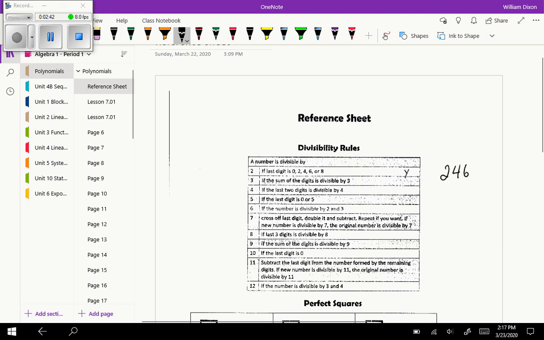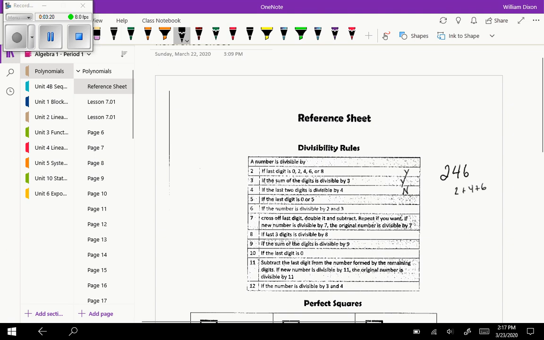If the sum of the digits is divisible by 3, that means if I add up 2 plus 4 plus 6, is that number divisible by 3? So if I add up 2 plus 4, that's 6, plus 6 is 12. 12 is divisible by 3, so that would be a yes. If the last two digits are divisible by 4, well, the last two digits are 4 and 6, so that is 46. The question is, is 46 divisible by 4? And the answer is no.